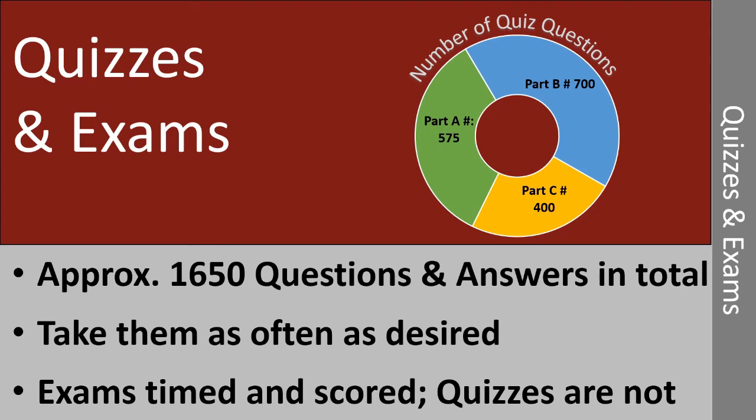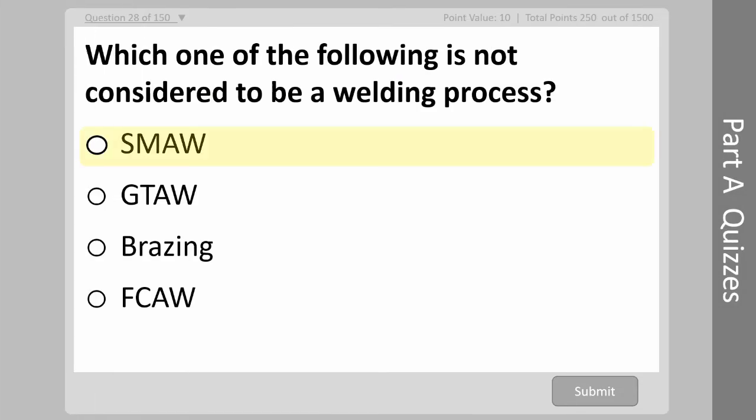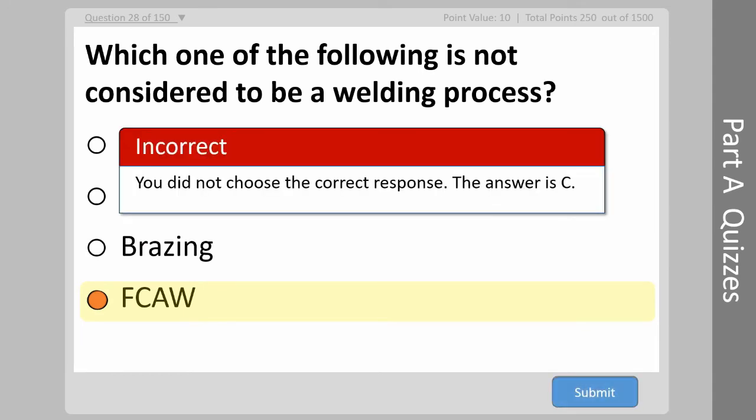Looking at the graphic here, you can see that the Part B has the most questions at 700, followed by Part A at 575 and Part C at 400. With practice quizzes, you'll get immediate feedback when you submit your answer, so you know if you got it correct or incorrect. Also, practice quizzes are not scored and they are not timed.